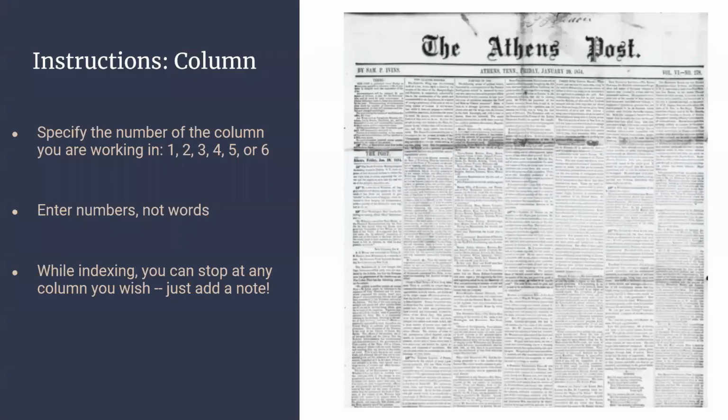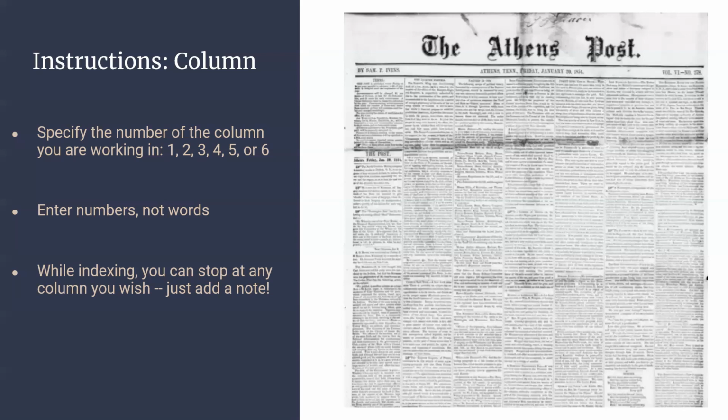Let's start with the instructions for the column named column. As you might expect, this is where you tell us which column of the page you are working on. It is traditionally the case that newspapers are laid out by column, and it makes sense to do our indexing that way as well. What we're asking you to do is put the number of the column into this particular column. So you'll put 1, 2, 3, 4, 5, 6. Sometimes there are pages that have 7 or 8 columns. We're asking you to enter numbers, not words, and enter just the number.